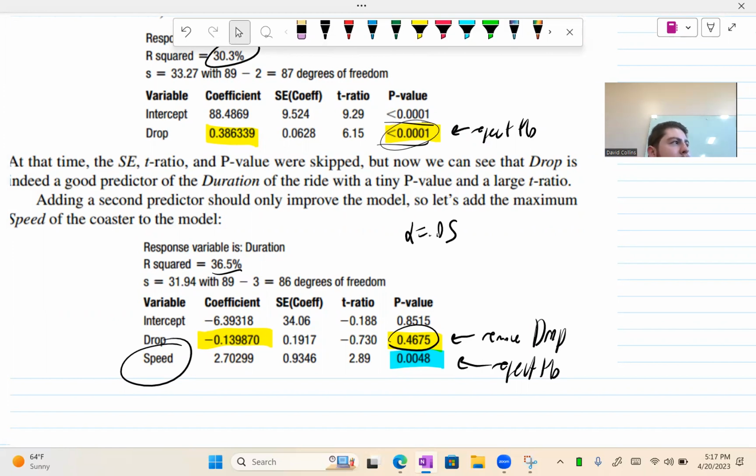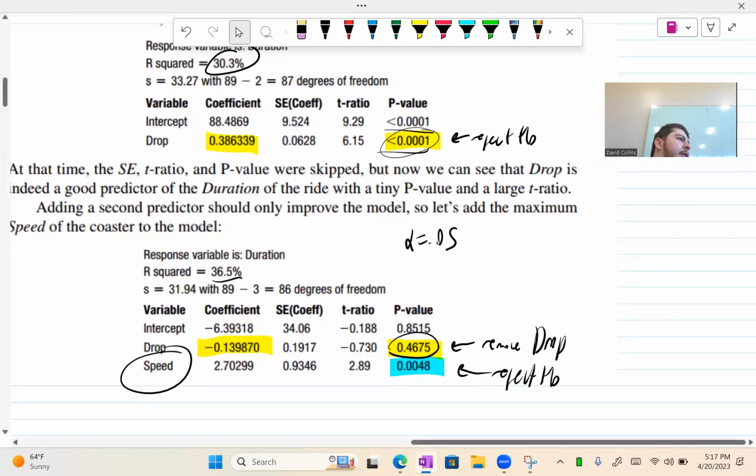Someone else have a question? Why did drop go from significant to insignificant? Because we introduced a collinear variable, speed. It's linearly related to drop. The fact that it goes from significant to insignificant is what clues you onto the fact that there's a collinear variable. And obviously we went from one variable to two, so the only option is that it was speed that did it.